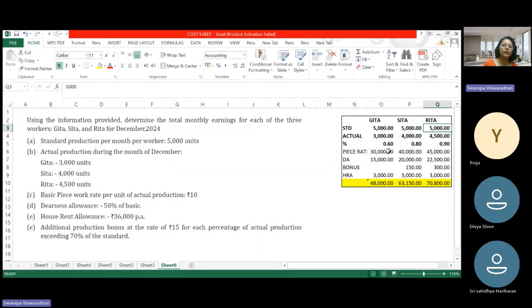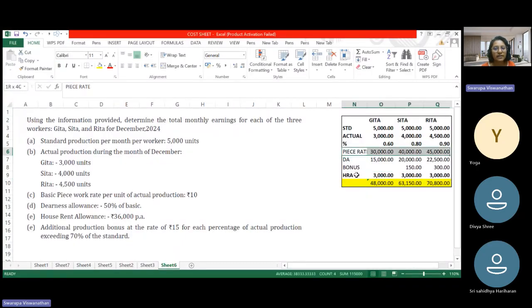Basic piece rate is 10 rupees. So piece rate is the number of units manufactured into 10 rupees. Dearness allowance is 50% of basic. So we are taking 50% of the basic that we are calculating as DA. House rent is 36,000 per annum. Now this is for the month of December. So 36,000 by 12 will be the HRA component, which is 3,000.